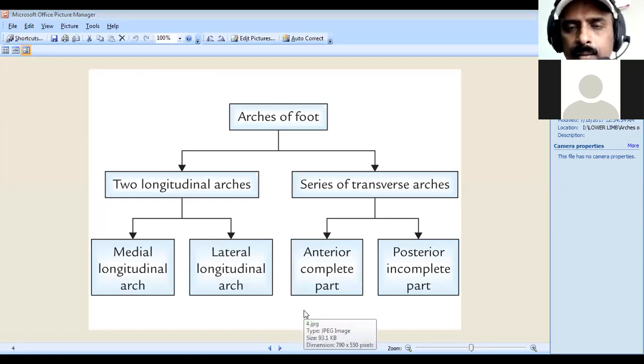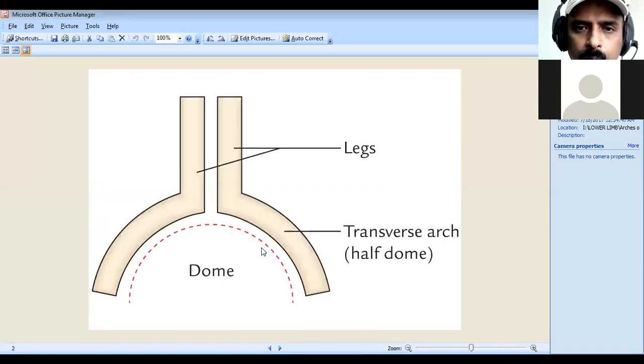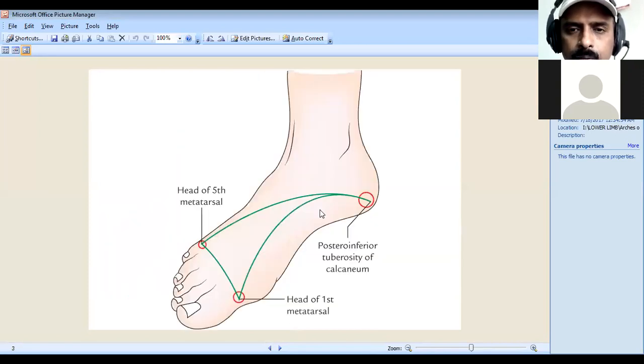So the arches are designed as platforms, like the whole body weight is carried on the sole region and distributed to the weight bearing points. The weight bearing points are the heel, the ball of the great toe, and the ball of the little toe. These three are the weight bearing points of the sole.